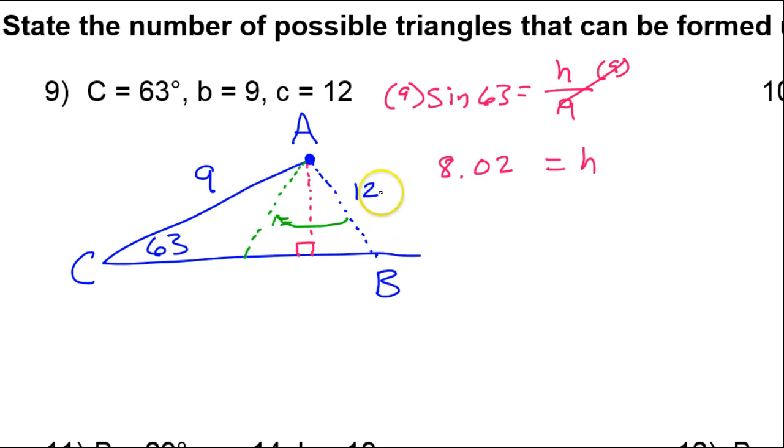And the answer is no, because this is too long. Imagine that I tried to make this be 12. Well, the rigid side is only 9. This 12 is longer than that, so that's going to stretch outside. There's no way that this is going to fit. It has to be shorter than the 9. So it will not swing inside. It won't fit inside. So that means that we can only make one triangle. But we already have our answer. The answer is one triangle.